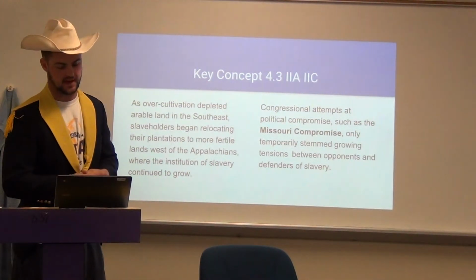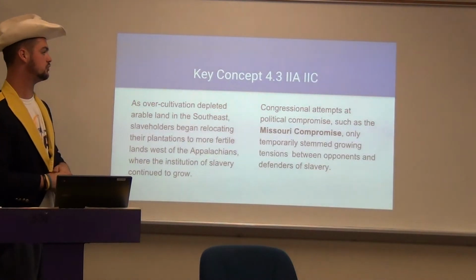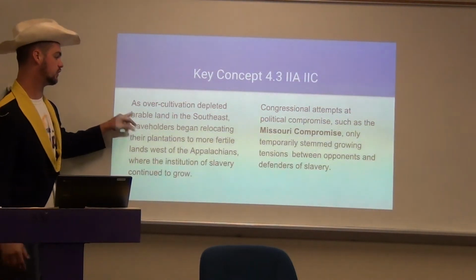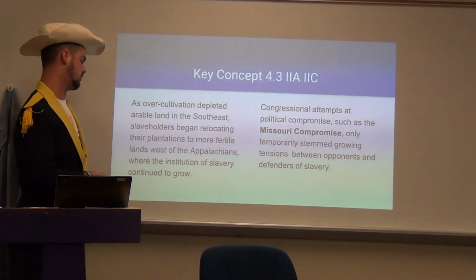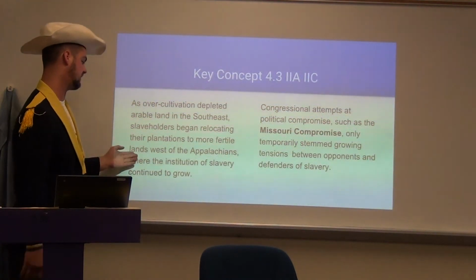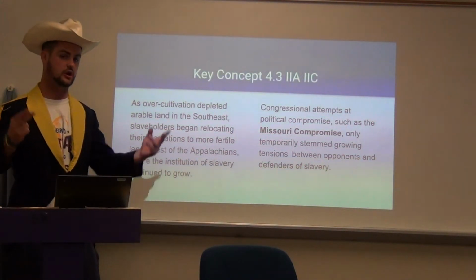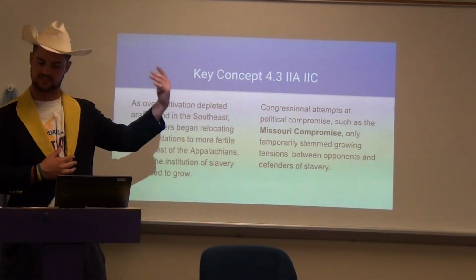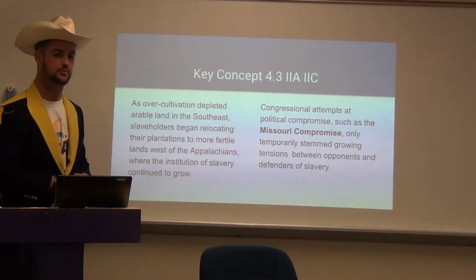Now, we talk about another key concept, 4.3, 2A and 2C. As over-cultivation depleted arable land in the southeast, slaveholders began relocating their plantations to more fertile lands west of the Appalachians, where the institution of slavery continued to grow. We talk about the Old Southwest. Now the Southwest is Arizona, New Mexico. The Old Southwest being Louisiana, Mississippi, and Alabama.